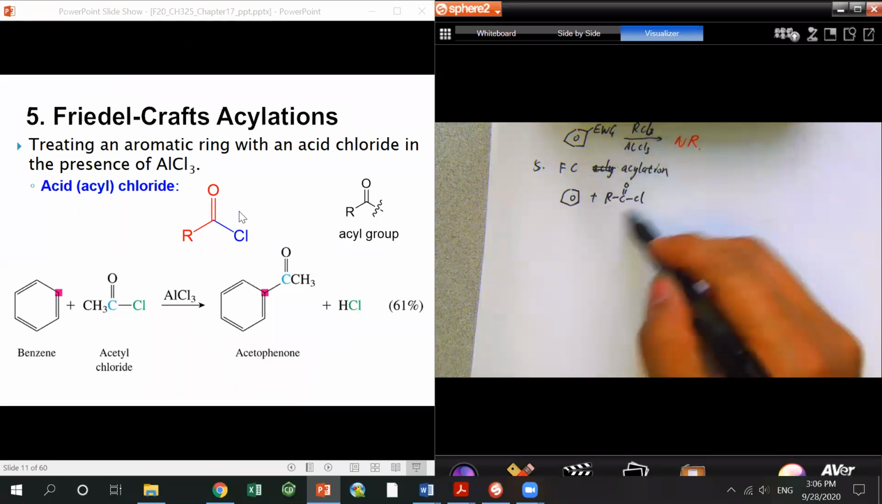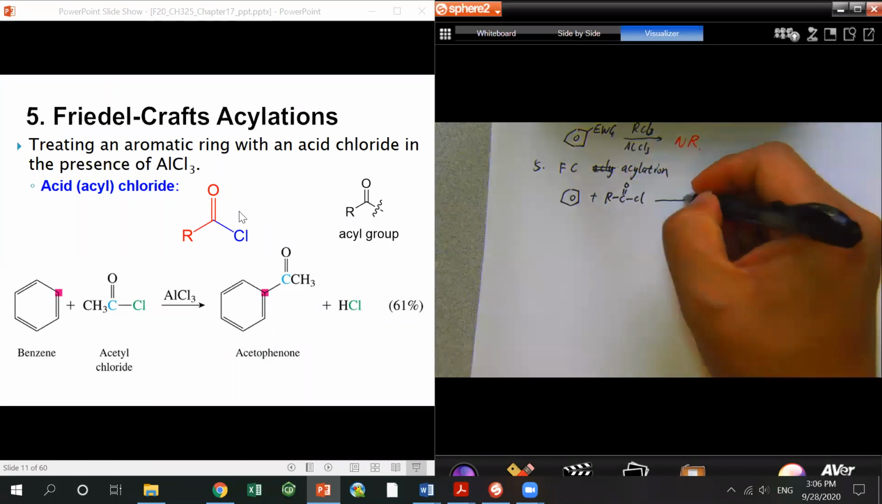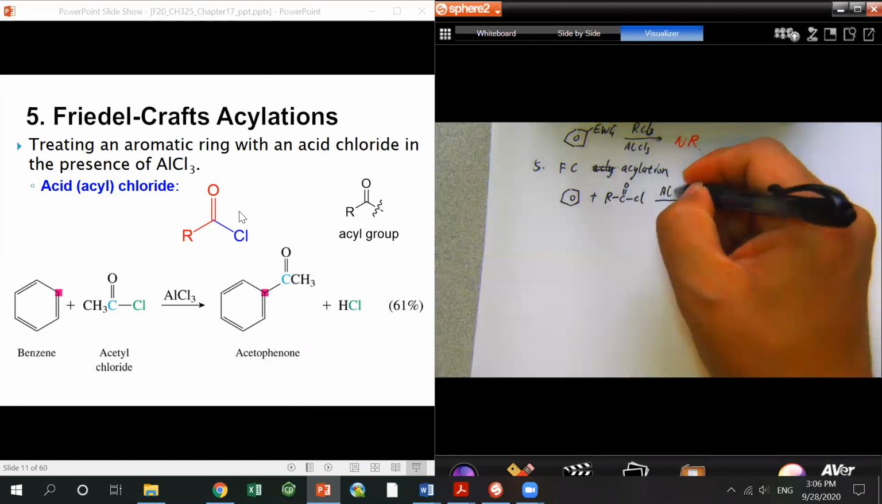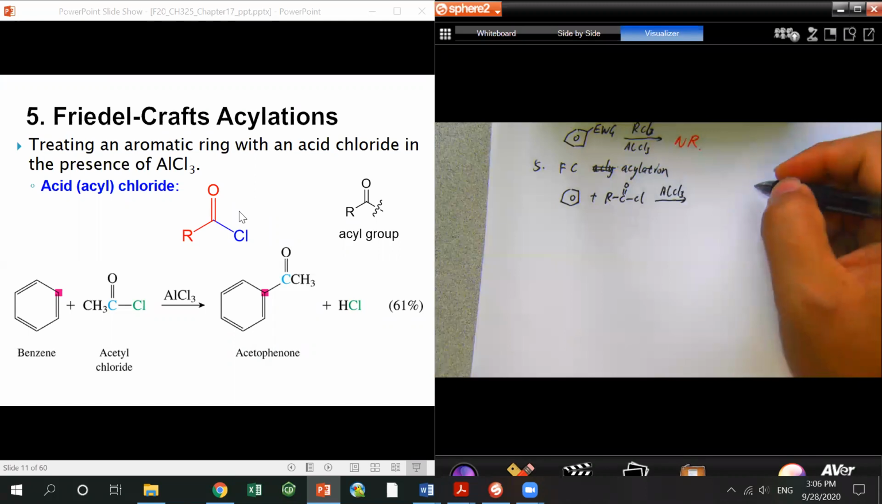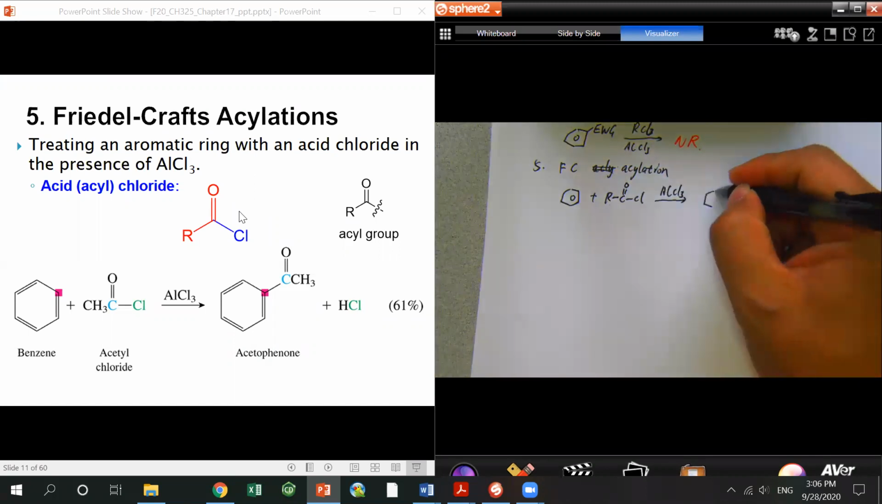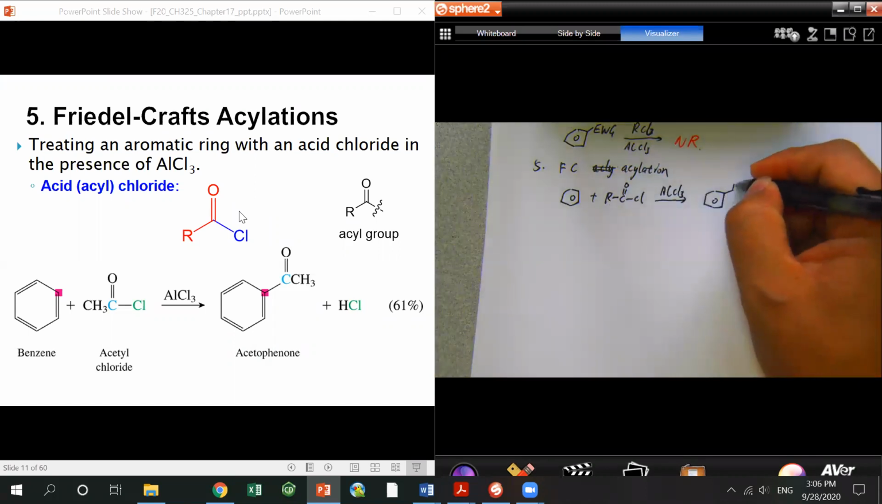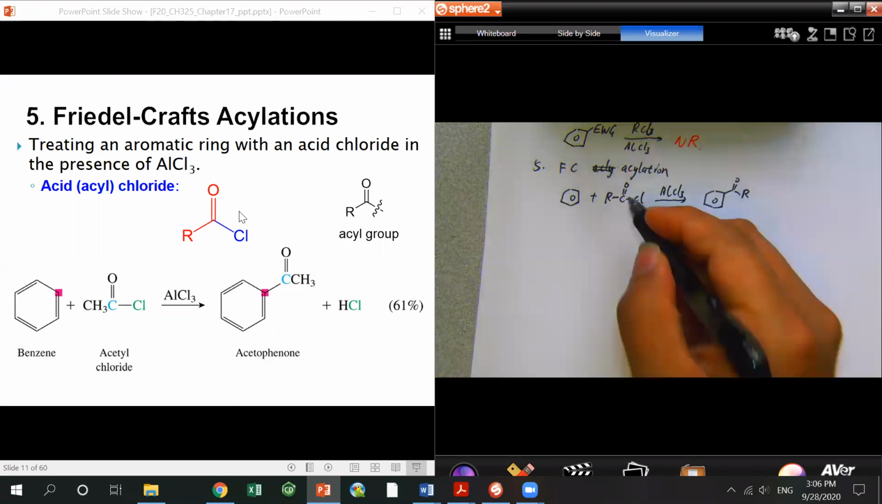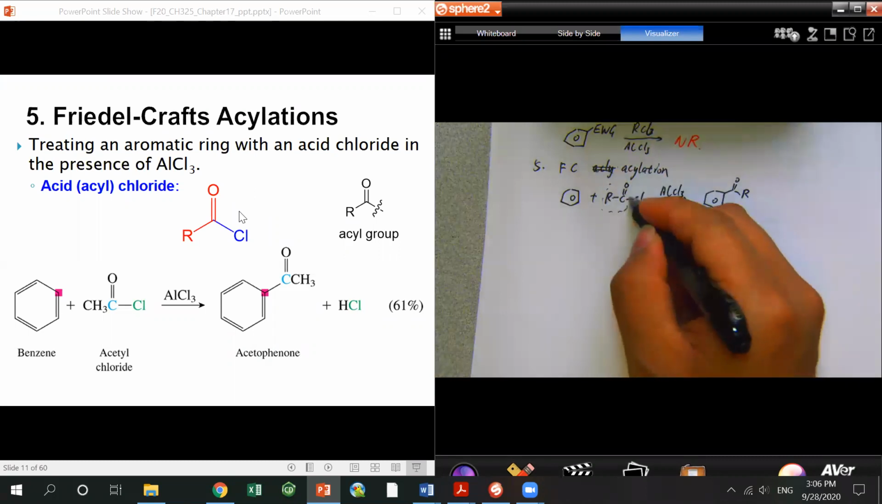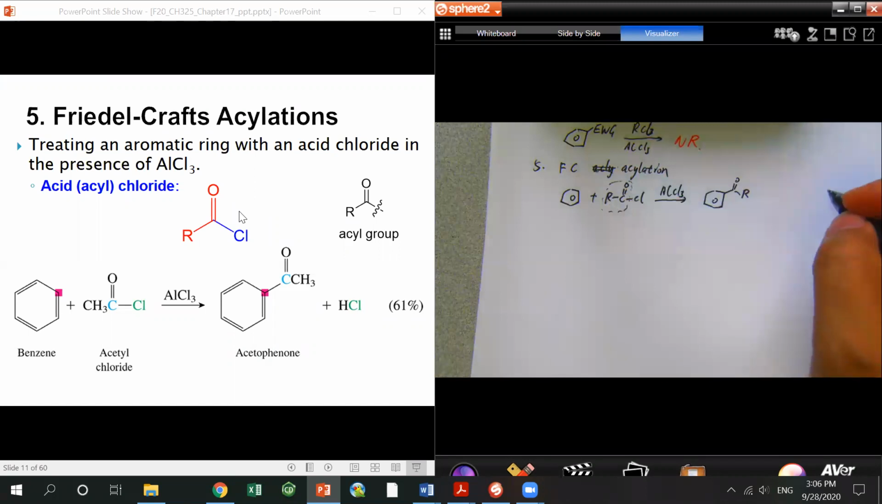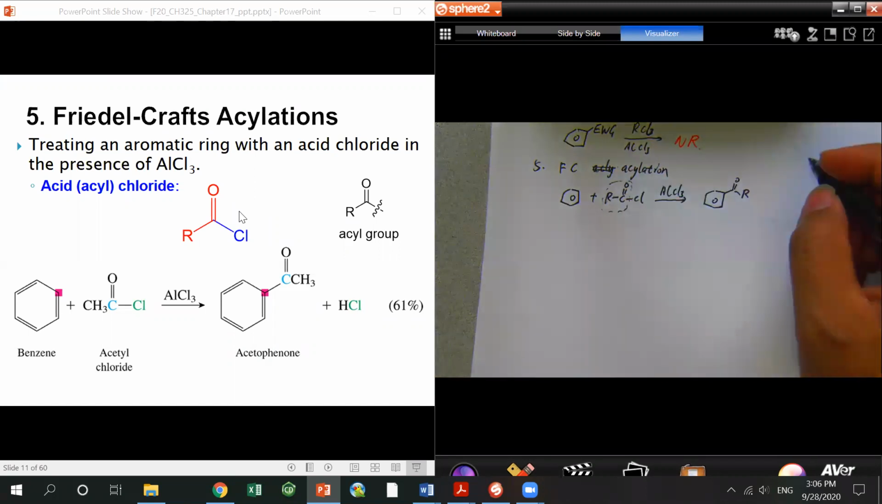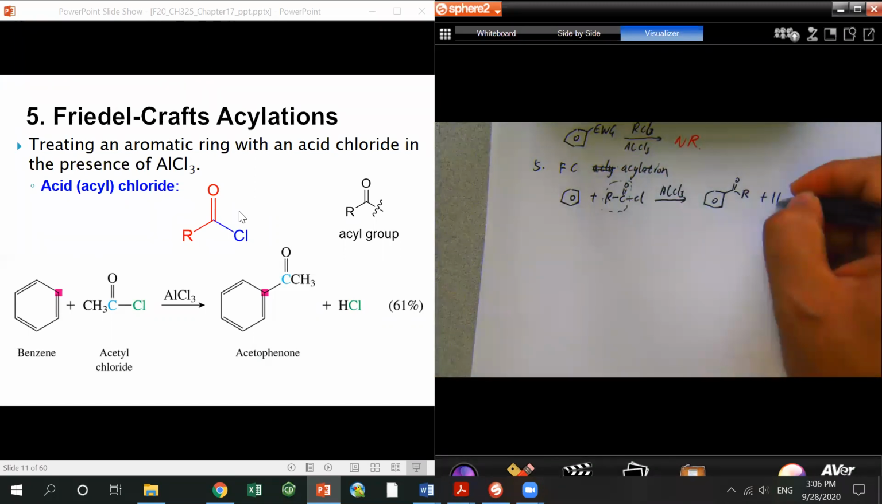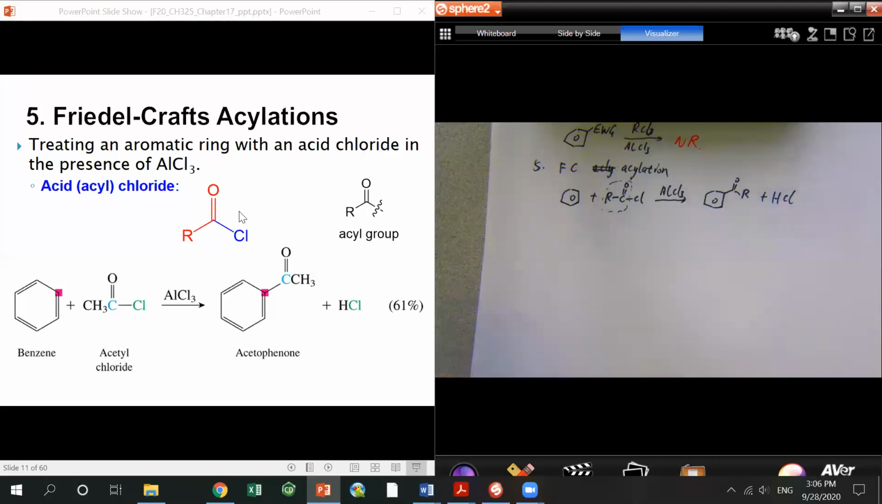Also called acyl chloride. And then again we use aluminum chloride as the catalyst. So after the reaction is done, we put the acyl group onto the benzene ring. And another byproduct, which you don't need to show in an exam or quiz, is HCl.